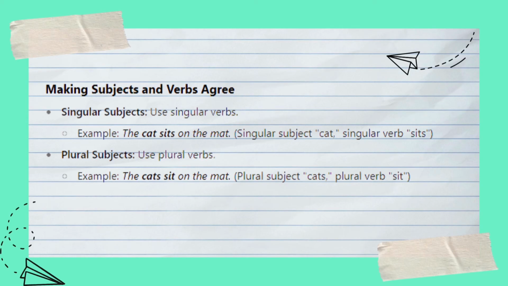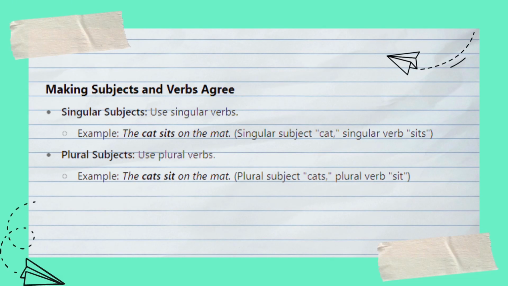So singular subjects use singular verbs. Example, the cat sits on the mat. The singular subject is cat while the singular verb is sits. Now, for the verb to be singular, we add s. Okay, baliktad sila ng noun. Yung noun, kapag singular, we don't add s. But for the verbs, to make it singular, yung singular form ng isang verb is with s. So always remember that.